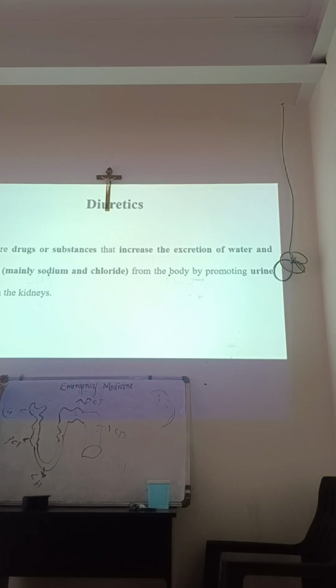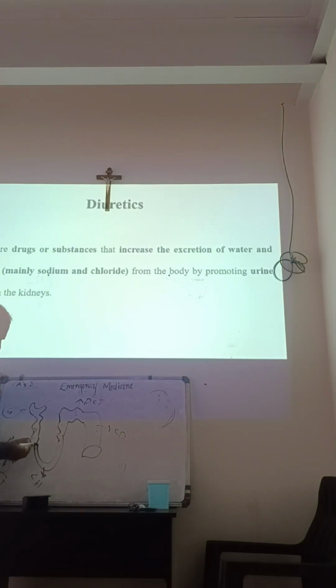Now, as per your syllabus, only two drugs we have to read, but the drugs that cause diuresis act at different sites. Some drugs act at site number 1, that is in the PCT. Those drugs come under a classification called carbonic anhydrase inhibitors. That is not there for you, but I am telling you this as point number 1.